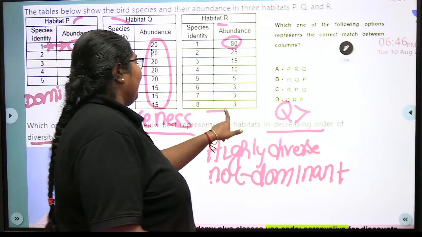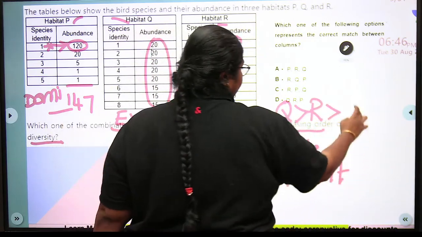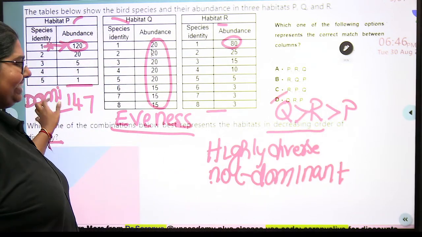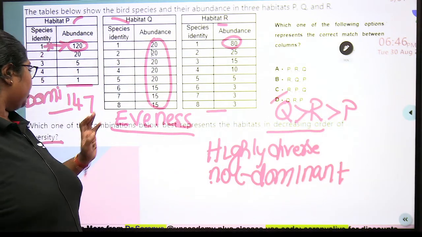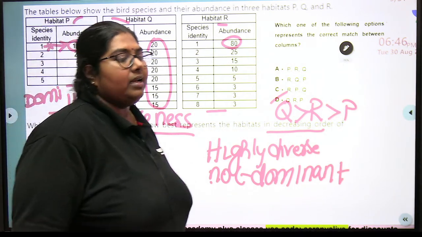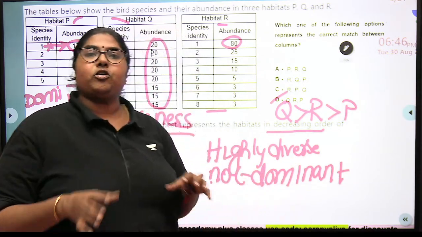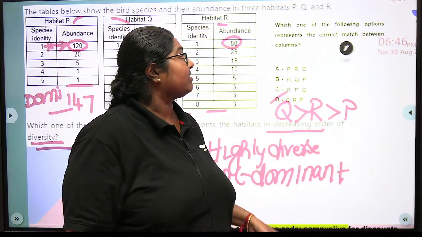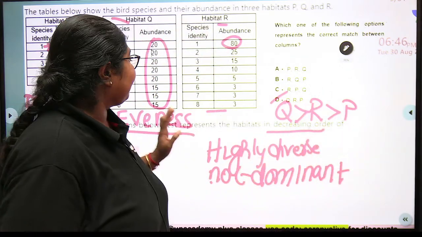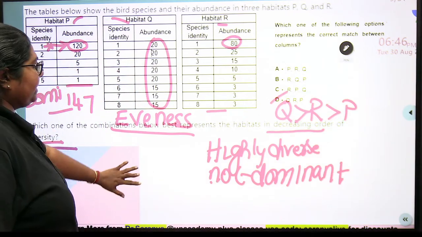Next is R. Finally, only your P should come because P is going to be highly dominant. So dominance and diversity are oppositely related. Don't confuse it with the species richness concept. It will seriously trick you if you confuse it with species richness. Species richness is totally different from this concept. Just understand that if it is dominant, it is not diverse.